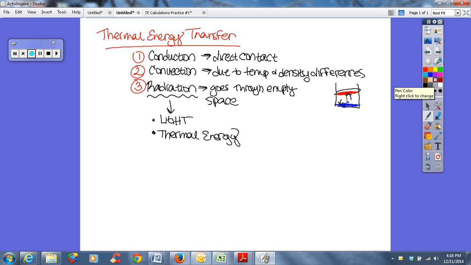This is all about how to calculate thermal energy transfer when conduction is involved. We're going to go through a specific example like that, but you can also calculate thermal energy when convection and radiation are involved. The specific example that we're going to walk through in this lesson is due to conduction.